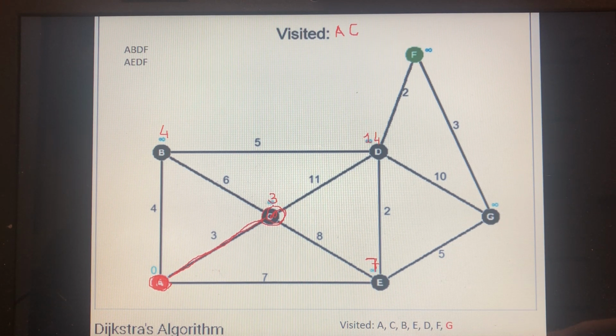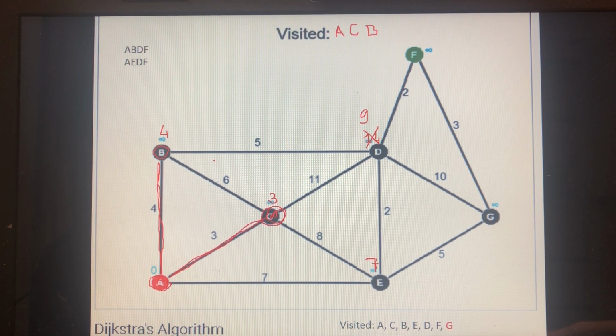Now what is next? We need to go to the vertex that has the lowest distance. So from A, the lowest distance would be B. So we mark B, as now we are in B, and B is visited. From B we can go directly to D, and we cross out 14 and write 4 plus 5, which is 9, because 9 is less than 14. Anywhere else we cannot go.